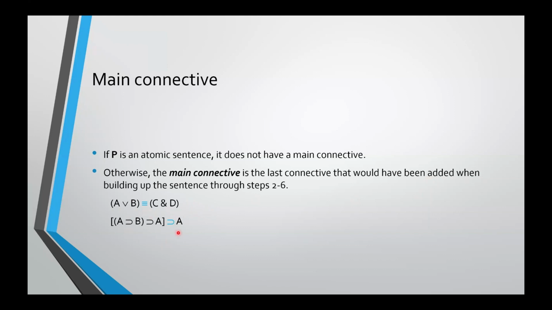With this sentence here, this particular sentence is referred to as Peirce's law. You would have started with A and B, then you would have made if A then B, then you would have had if A then B then A, and then the last step is you would have taken this and had this thing implies A. That's the last connective that you would have added in, so this is your main connective.